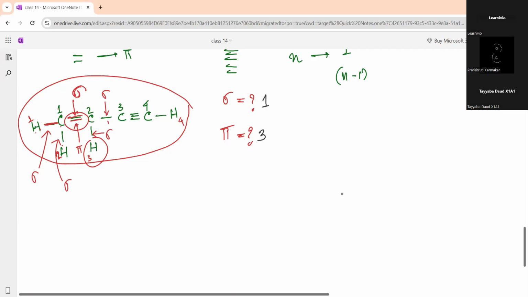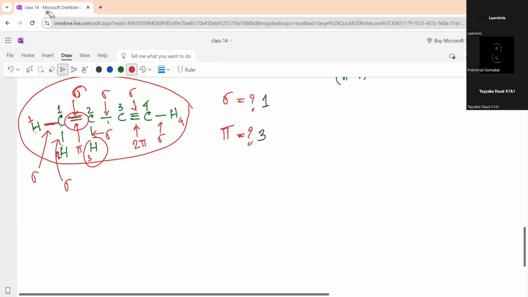Now carbon 3 and carbon 4 are sharing how many bonds? Three bonds. Then one of them would be sigma and the other two will be pi. So here are one sigma and two pi. And carbon 4 and hydrogen 4 are also sharing only one bond, so it would be a sigma bond, right? So now tell me in total how many sigma bonds and how many pi bonds are there in the molecule.